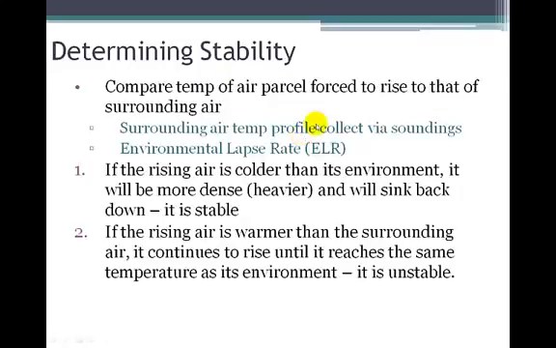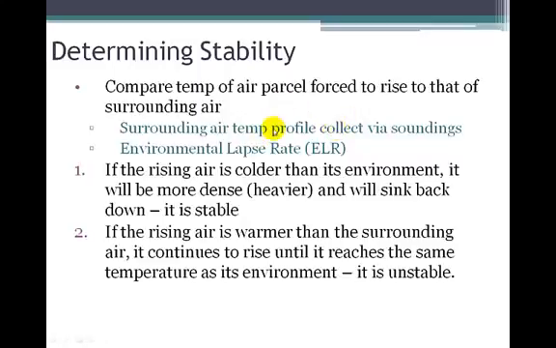Once we get that profile of how the actual air temperature is behaving as it goes higher into the atmosphere, we get what's called the environmental lapse rate. So that's the actual change in temperature as we go higher up into the atmosphere. That's based on this direct observation, these soundings.